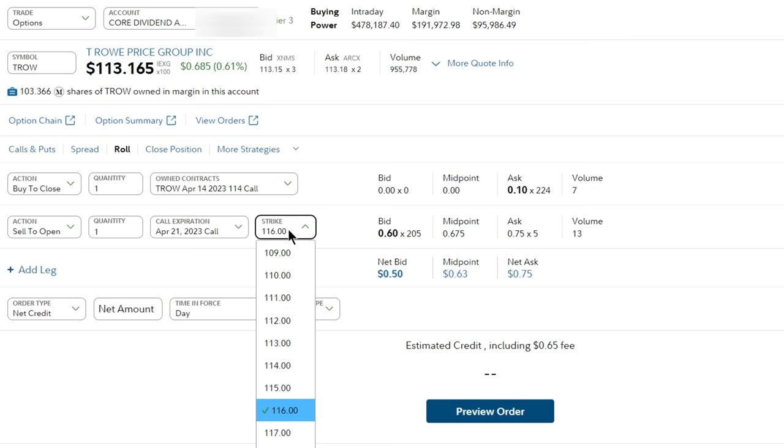When I go to a strike price higher than my existing price, that's known as rolling up. If I wanted to roll to a lower price for some reason, I would roll down. Now, some of the benefits of rolling your option.